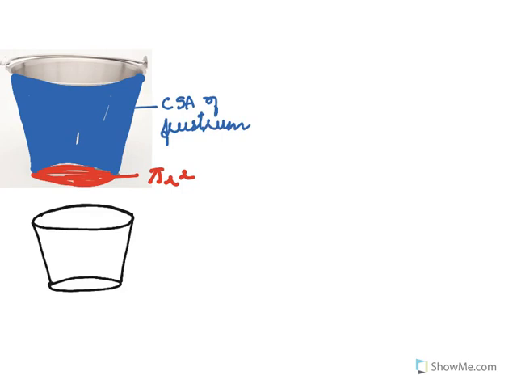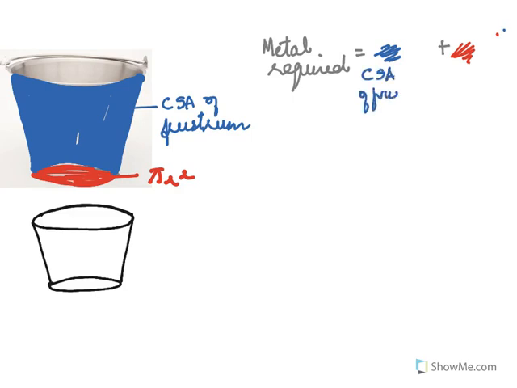Okay, so the metal required, in this case, the metal required to make this container would be the blue surface plus we have the red surface. Now if you see, the blue surface is CSA of frustum and the red surface is pi r square.